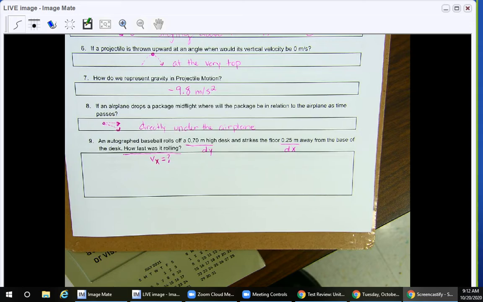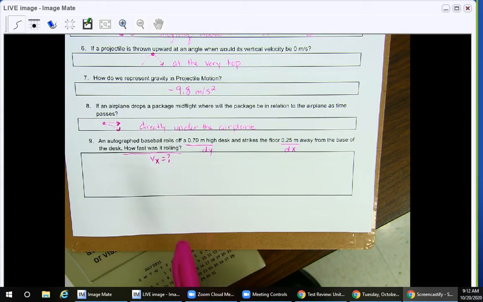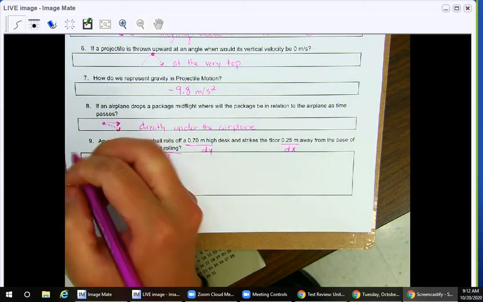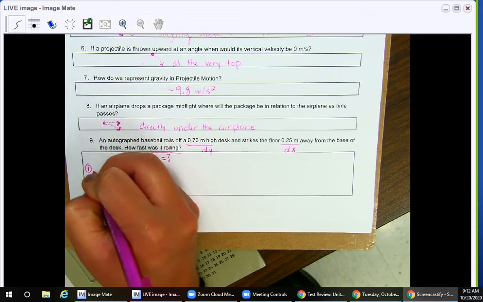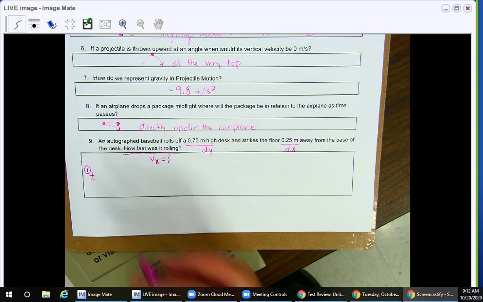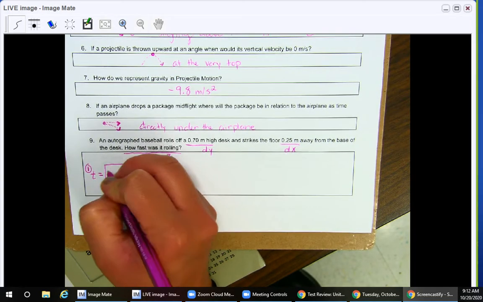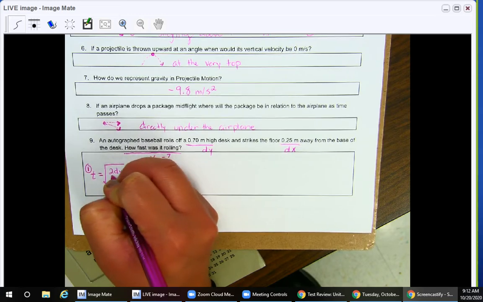So hopefully you noticed when you were working out these problems that in order to find Vx, you need time. So this is a 2-step problem. So the first thing you're going to do is find time using your formulas. And I hope you all have your formula charts with you whenever you do take the test, or at least I hope you have them written down in your notebook. And if you don't, you are going to write them down in your notebook before the test, right? Okay. So the formula for time is time equals the square root of 2 dy over gravity.